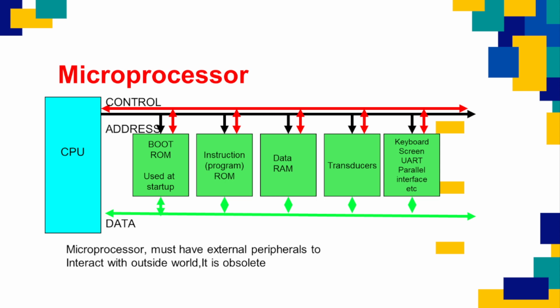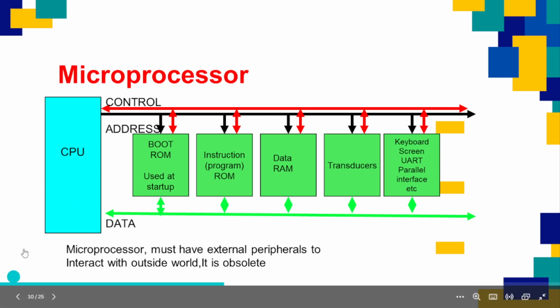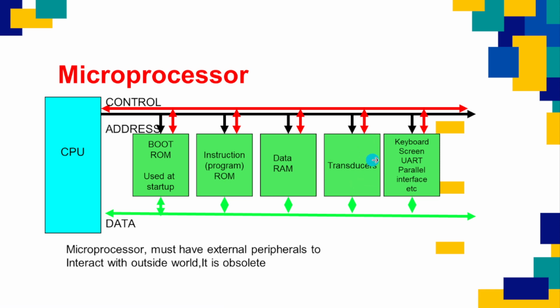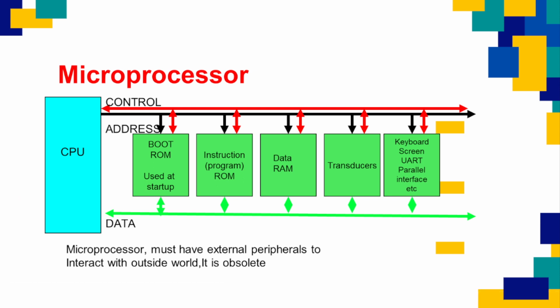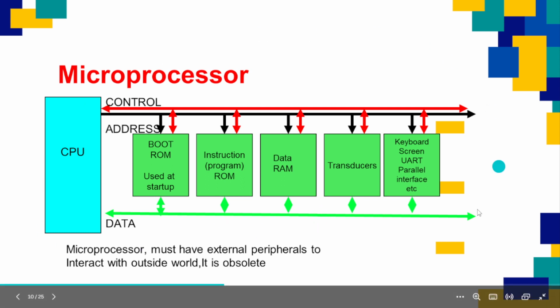Here is an overview of the microprocessor. It consists of the instruction program, data RAM, transducers, and keyboard scheme. This is for communication purposes. Arithmetic and logic unit, control, instruction set, and clock speed will be there. So these are all the main components in the microprocessor.